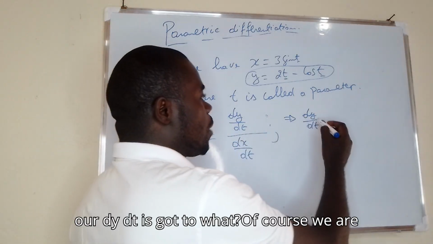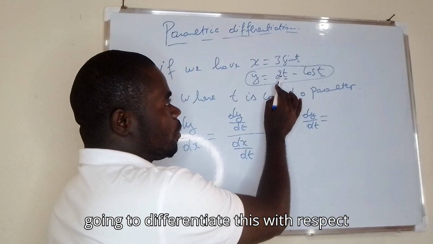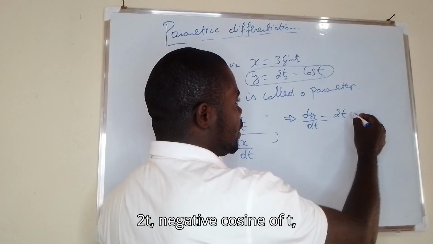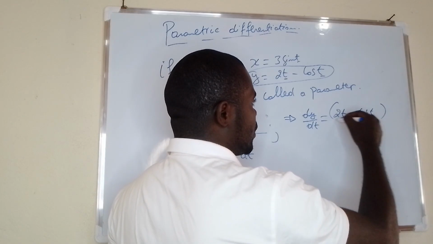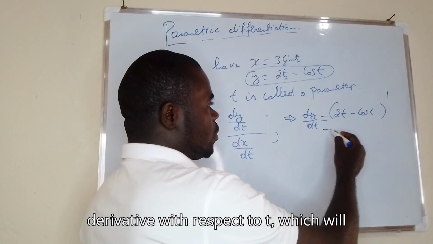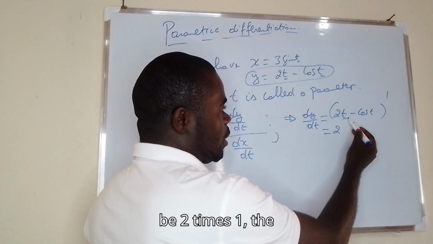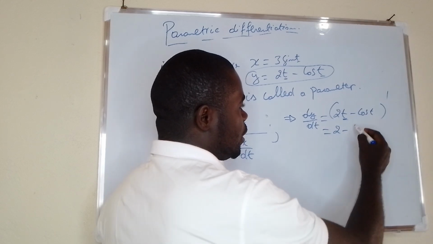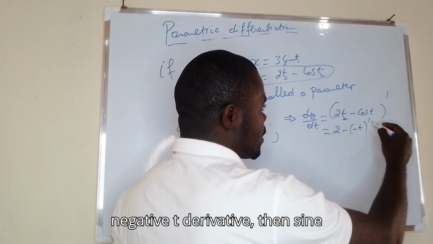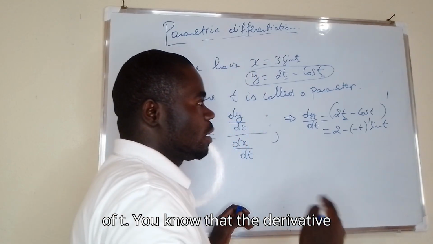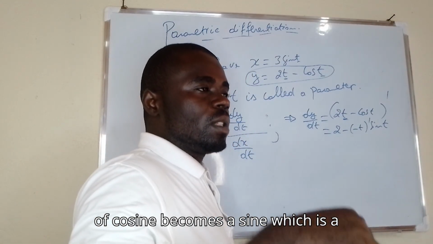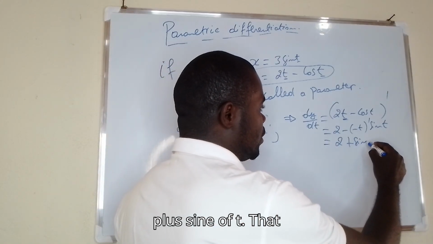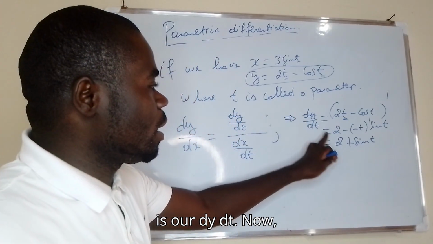So, our dy/dt is equal to what? Of course, we are going to differentiate this with respect to t. This is 2t negative cosine of t, derivative with respect to t, which will be 2 times 1. The derivative of one variable is 1, then negative, the derivative of cosine becomes sine, which is negative, so this is equal to 2 plus sine of t. That is our dy/dt.